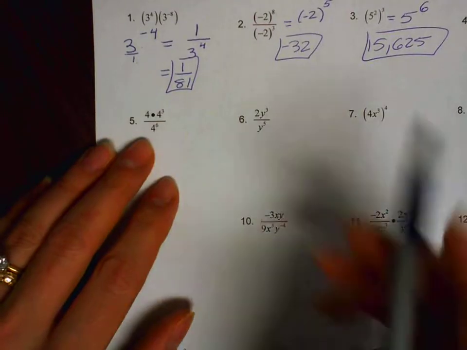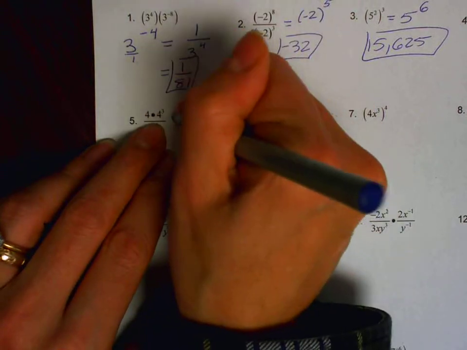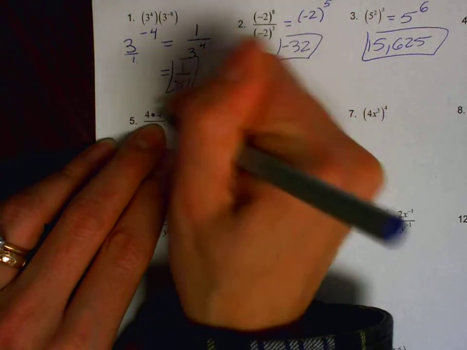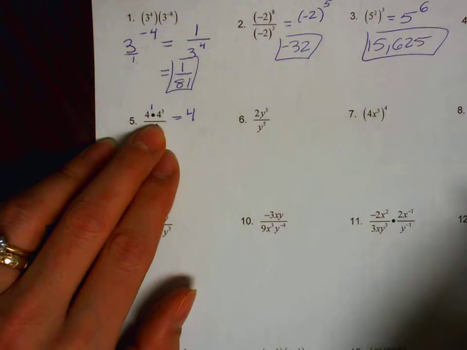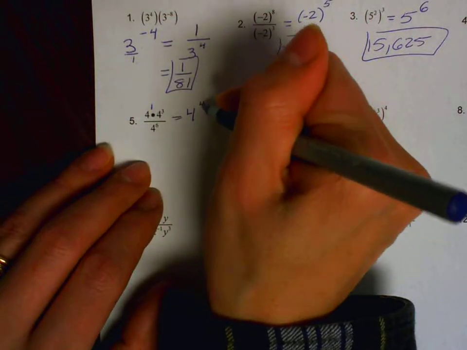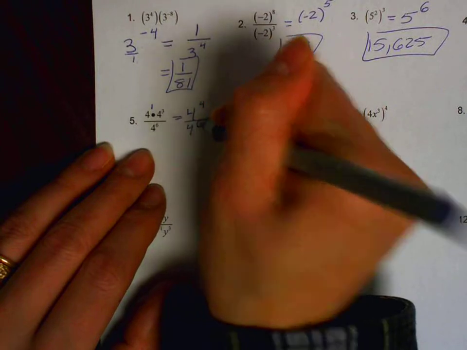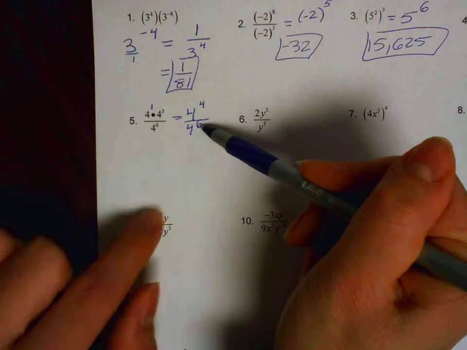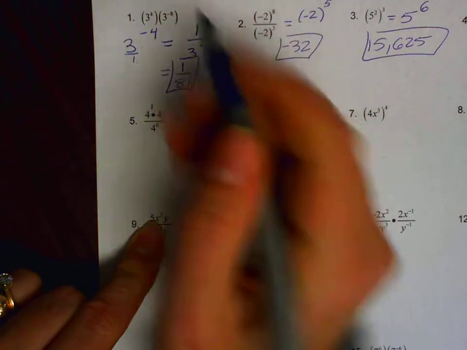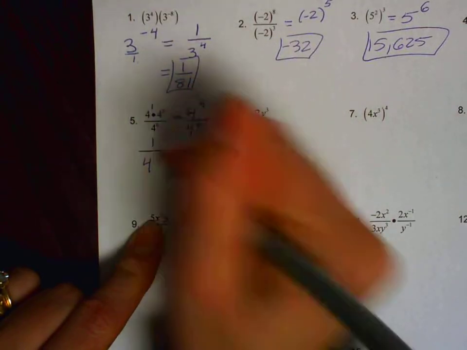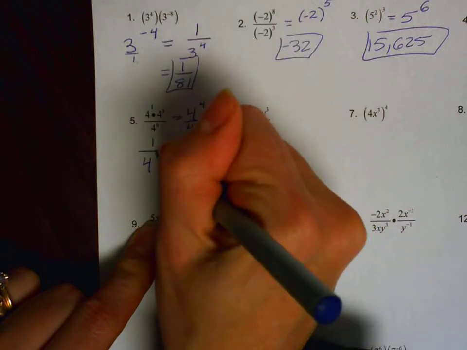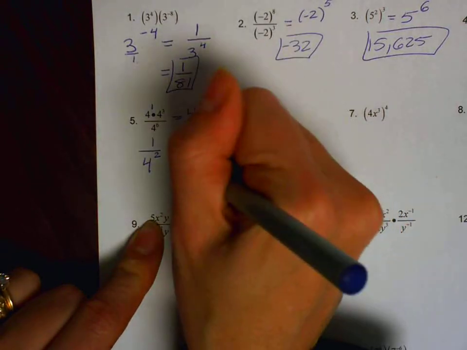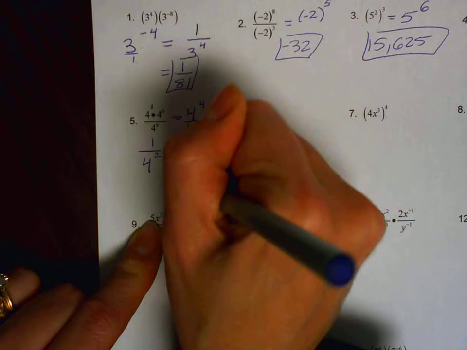Number 5, same base. I'm going to do the top first. I keep the base, and there's nothing written here, but we know that's a 1. So I add the exponents. 1 plus 3 is 4, and that's over 4 to the 6. Now I'm dividing. This time my bigger number, my bigger exponent's on the bottom. So I know that my answer is going to be on the bottom. 6 minus 4 is 2. So I have 1 over 4 squared, or 1 over 16.